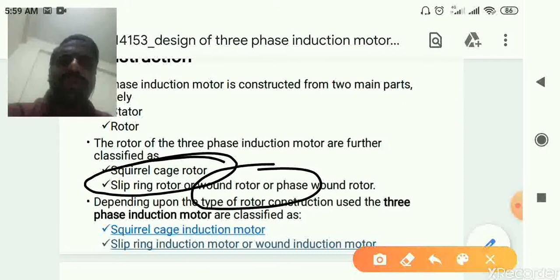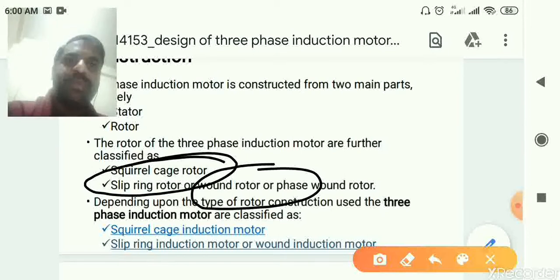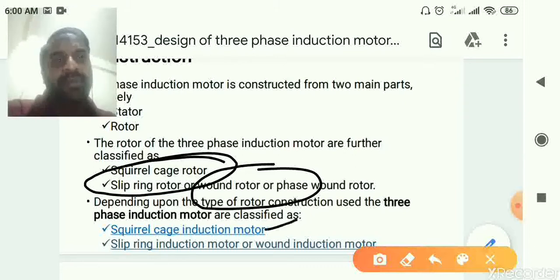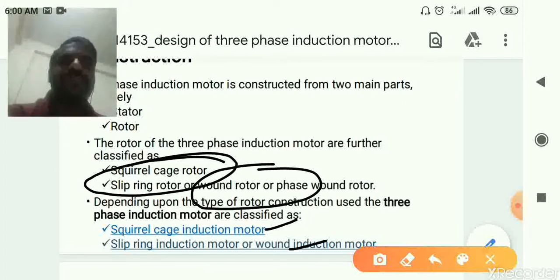And depending on which type of rotor is used in the induction motor, the induction motor is classified into two categories, namely squirrel cage induction motor. Obviously, in the squirrel cage induction motor, the squirrel cage type of rotor is used, and another is the slip ring motor or wound rotor motor, in which the wound rotor is used.